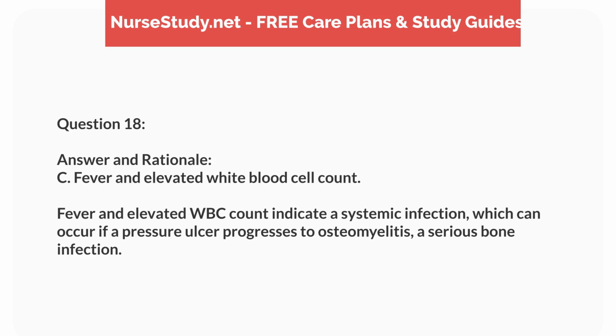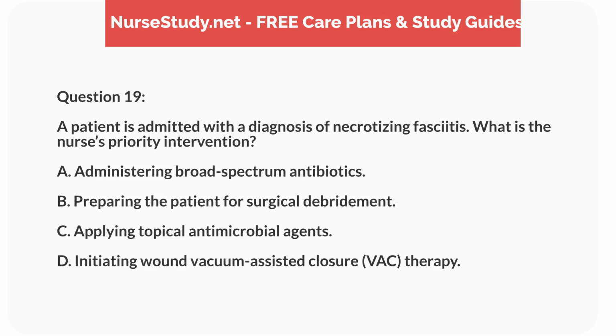Answer and rationale. C. Fever and elevated white blood cell count. Fever and elevated WBC count indicate a systemic infection, which can occur if a pressure ulcer progresses to osteomyelitis, a serious bone infection.